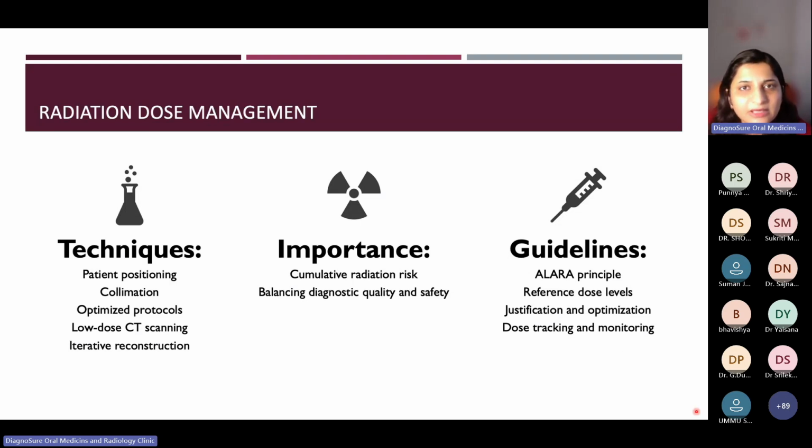Whenever we expose a patient to any dose of radiation, it is important that we follow the ALARA principle and advise it only when it is necessary. Do not advise it when the condition can be detected with 2D X-ray or any other radiation technique where a lower dose will be given to the patient.